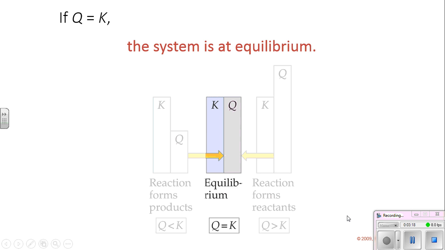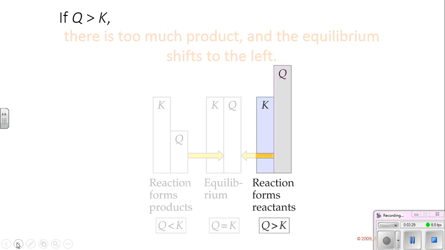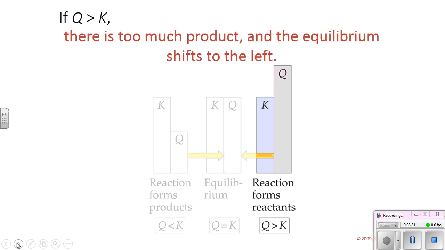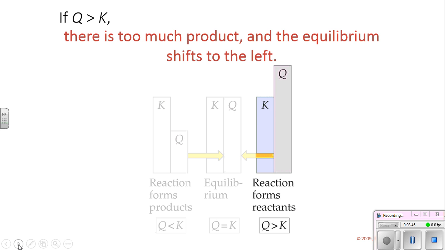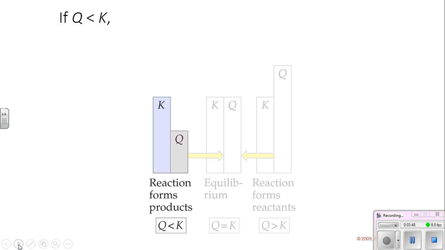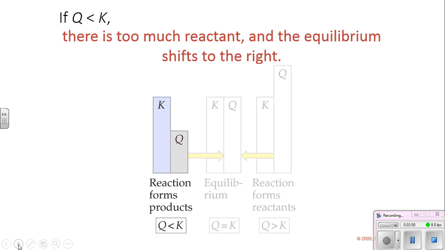So if Q equals K, the system is at equilibrium. So that's pretty easy to remember. If Q is greater than K, your equilibrium shifts back towards the left to form more reactants until Q and K are equal to one another. And if Q is less than K, the reaction needs to form more products until it reaches equilibrium.